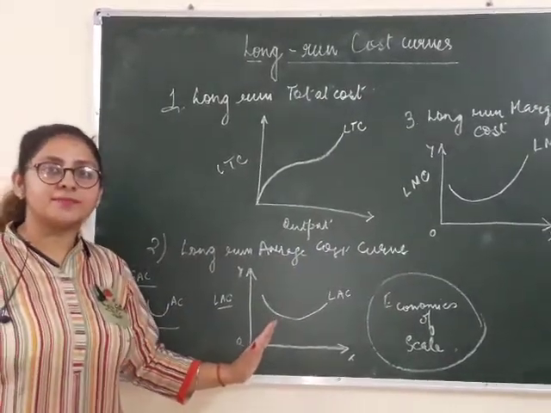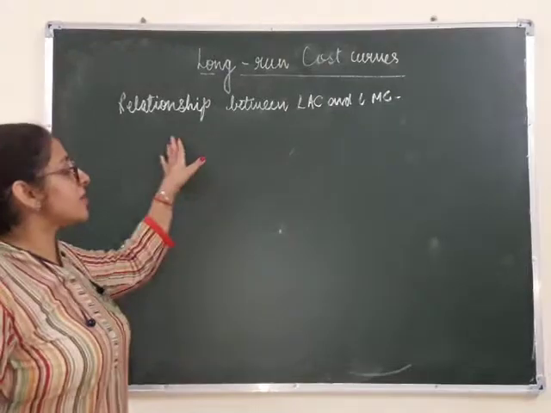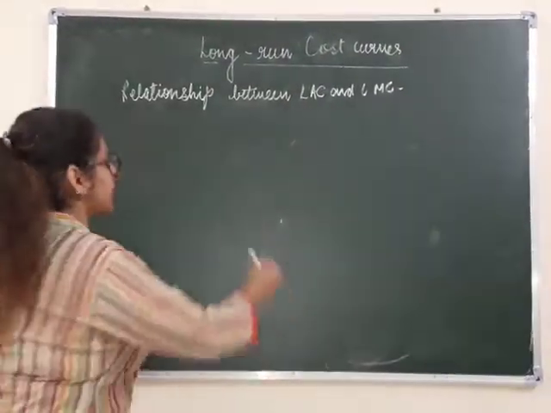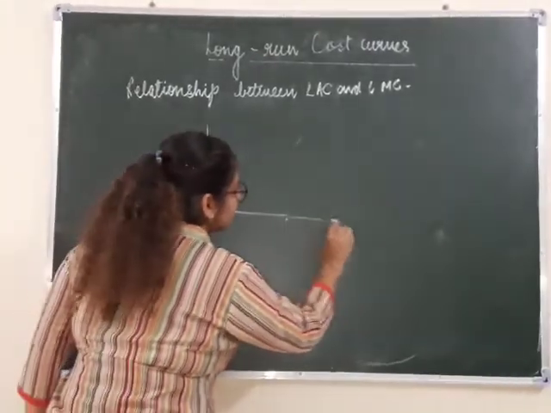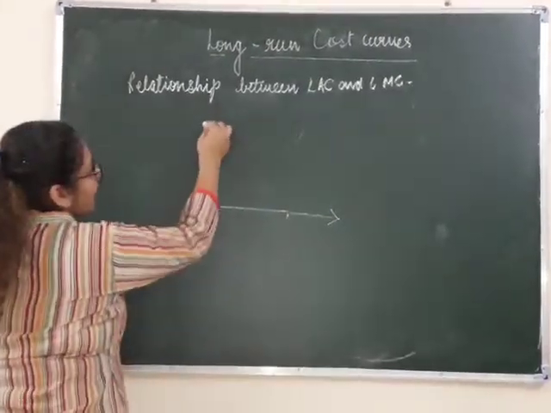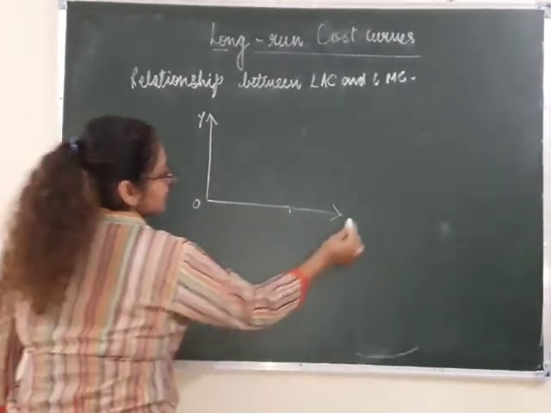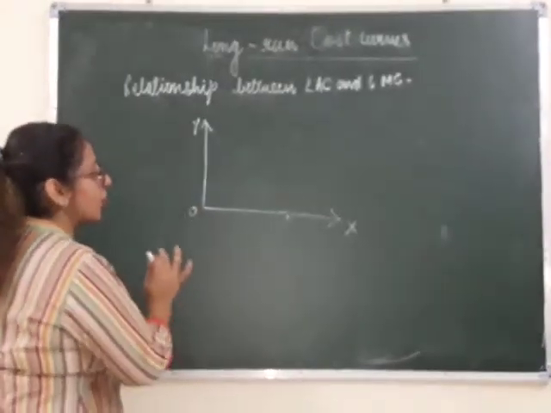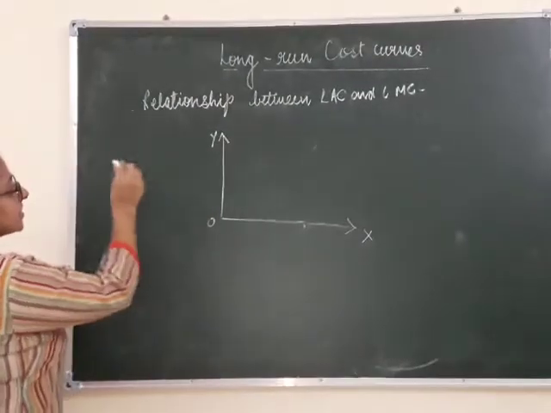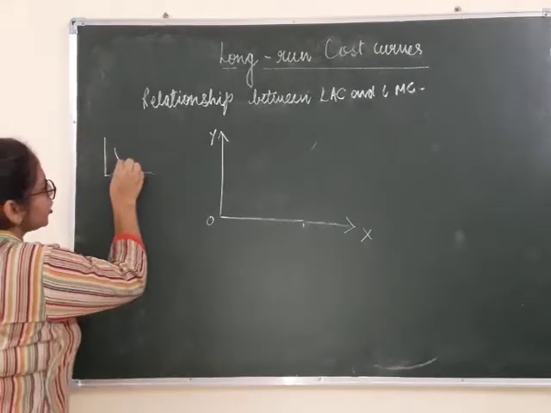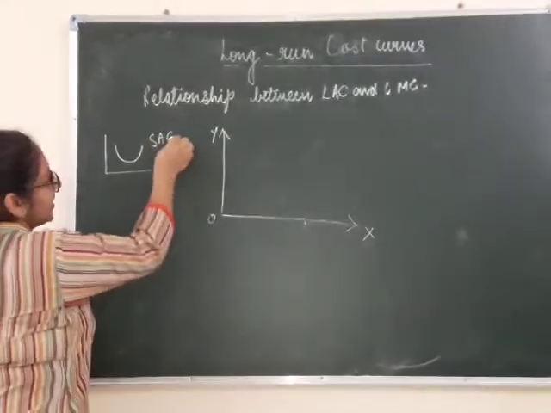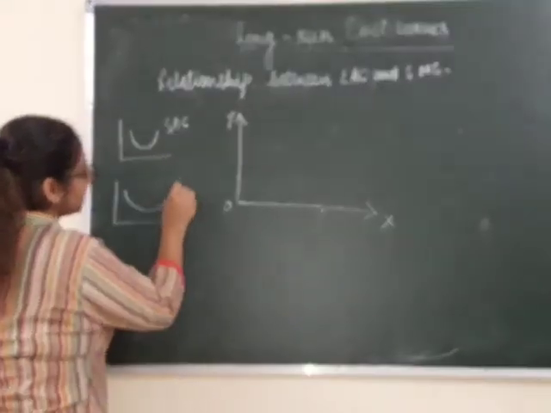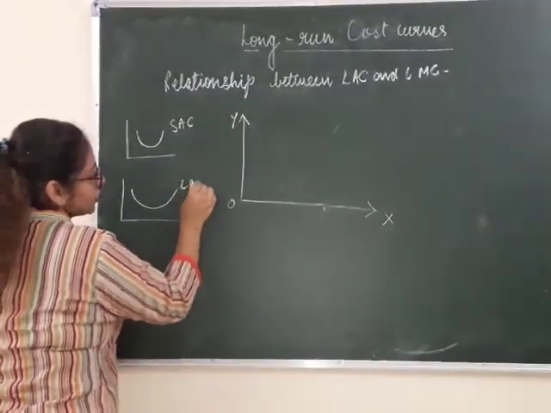Clear everybody? Now, the relationship between the long run average cost curve and the long run marginal cost curve. I have explained the relationship between the average cost curve and marginal cost curve in the short run. The same explanation goes for the long run also. The difference between the curves is, as I told you, in the short run the average cost curve is an exact U, and in the long run it's quite flatter. It's the long run average cost curve.